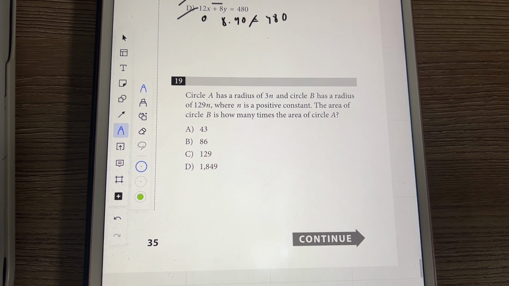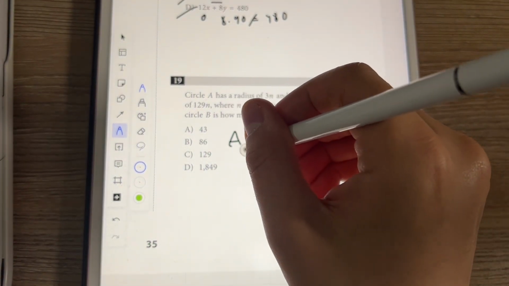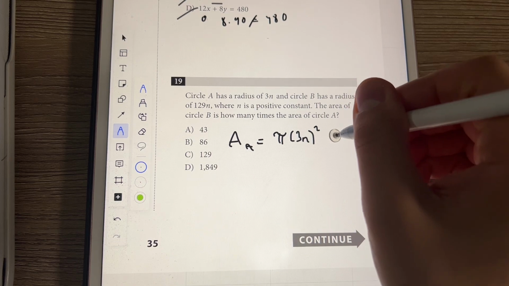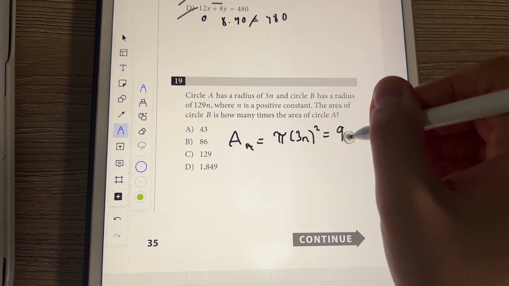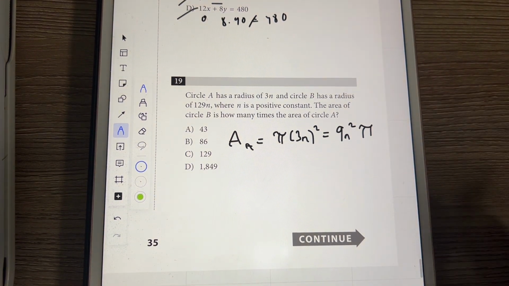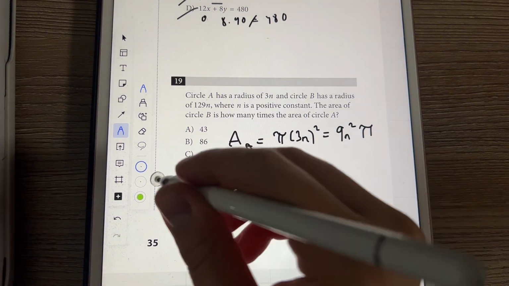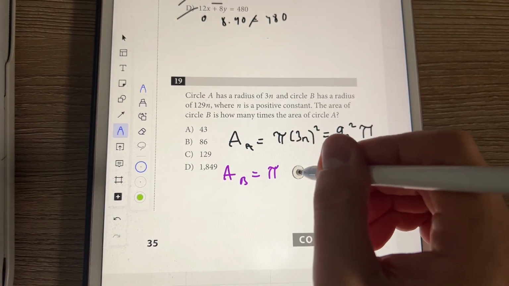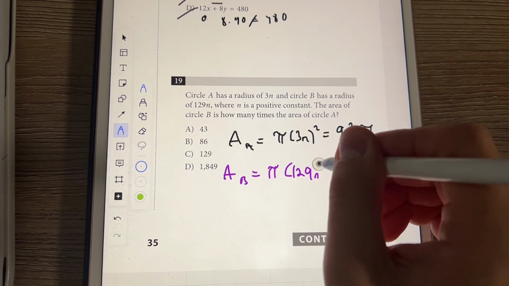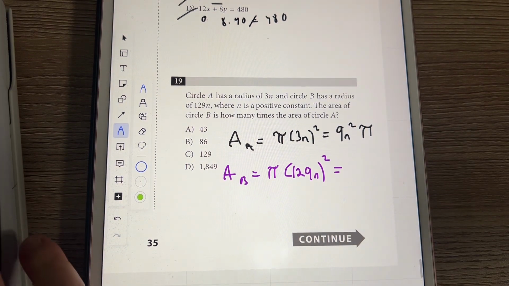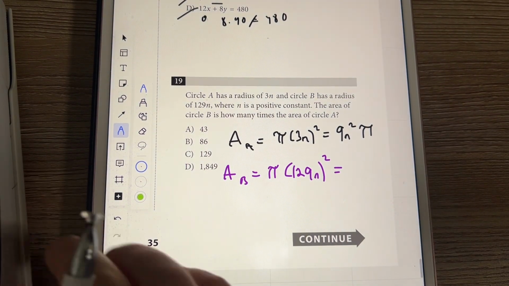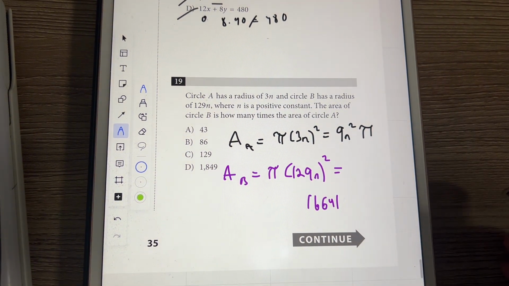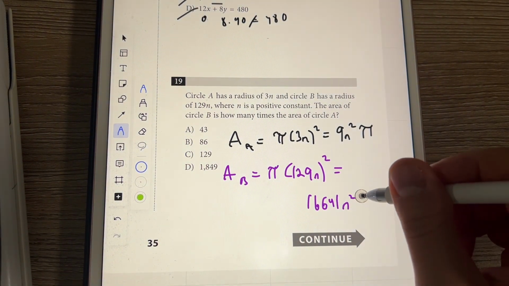Let's calculate the areas of both. The area of A is pi times (3n) squared, which is equal to 9n squared pi, right? This is our area formula, pi r squared. What's the area of B? It's equal to pi times (129n) squared. 129 squared is equal to 16,641. I know you guys knew that, but just in case, n squared times pi.